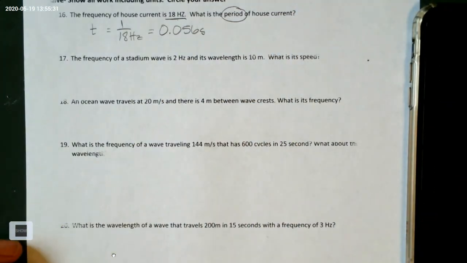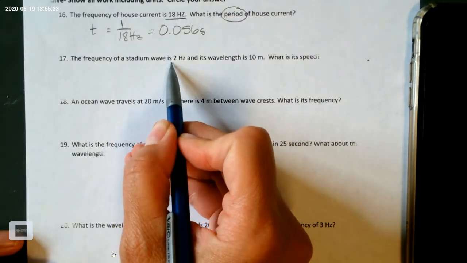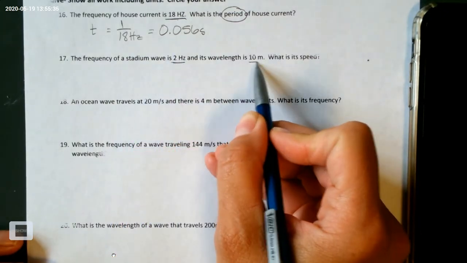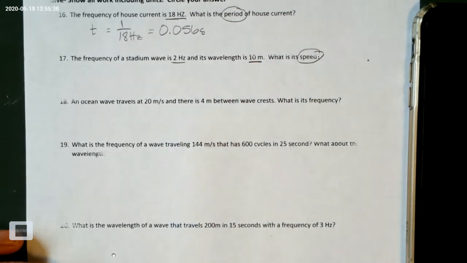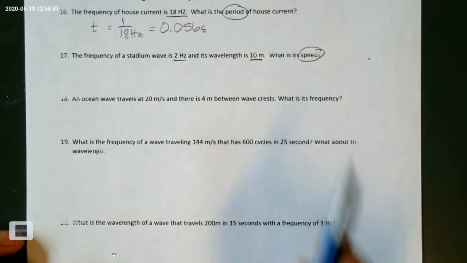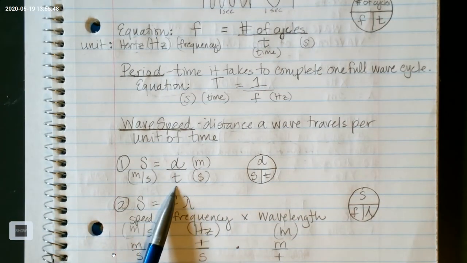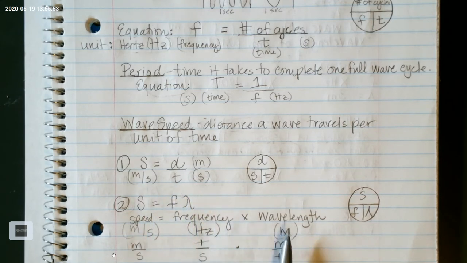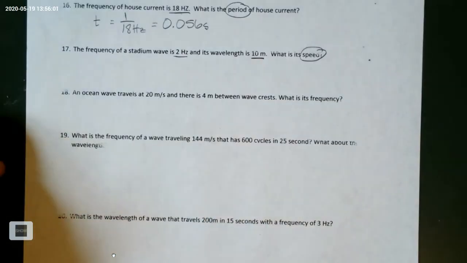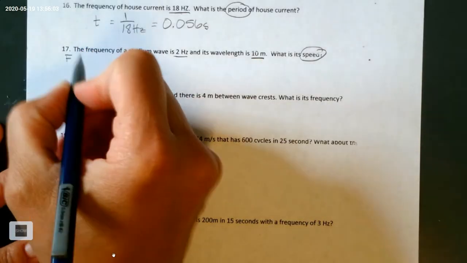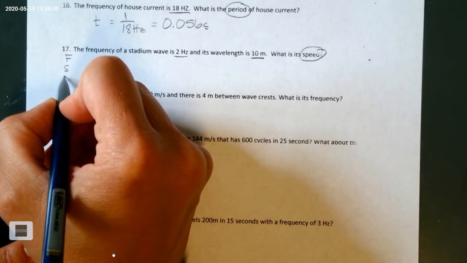Okay, the next one, the frequency of a stadium wave is 2 hertz. So we have a frequency and we have a wavelength of 10 meters. What is its speed? So remember, to find speed, we had 2 equations that we could look at. The first equation was distance over time, which is not what we're given. The second one is frequency and wavelength, which is what we were given. And according to this equation, speed equals frequency multiplied by wavelength. So we have all the stuff that we need for this one.